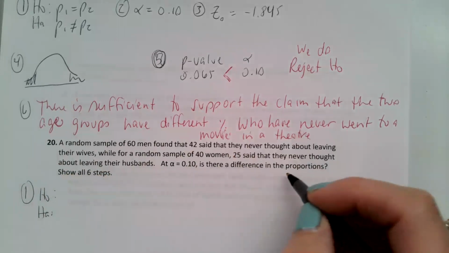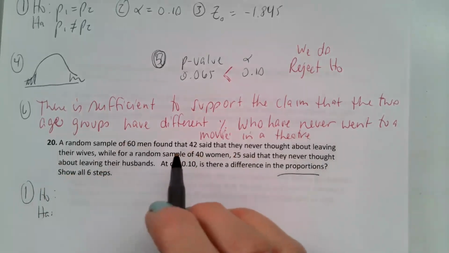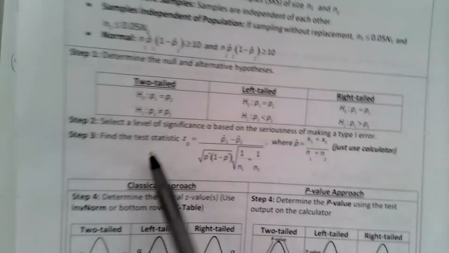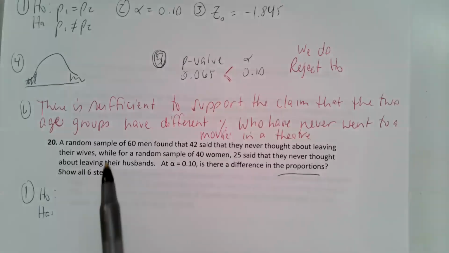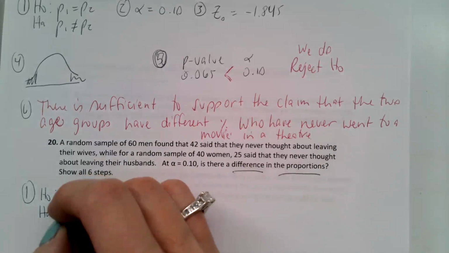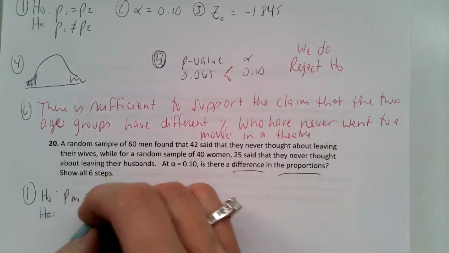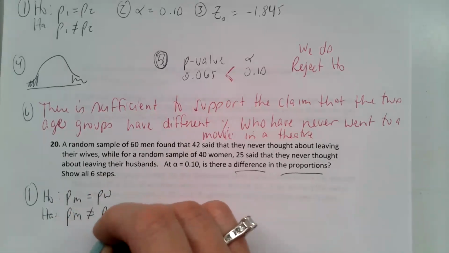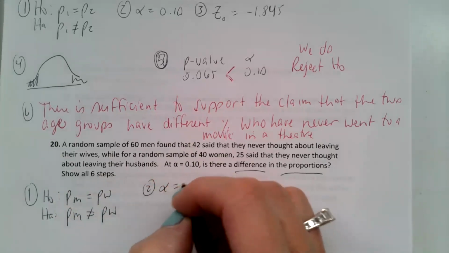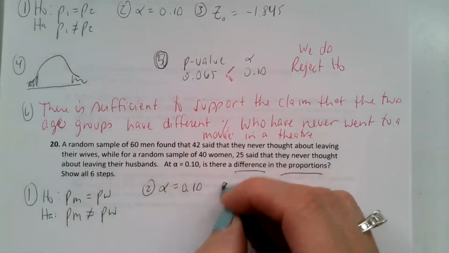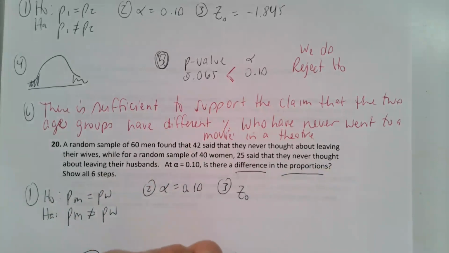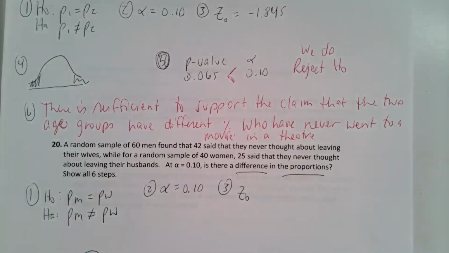Okay, so we told you it was proportions, and there's men and women. So that would again be chapter 10.3, testing the difference between two proportions. We're going to run this hypothesis test. It does say, is there a difference? So it's a not equal to. I'm going to say proportion for men equal to proportion for women, using M and W. And then our HA is not equal to. We're testing at an alpha of 0.10, and our program will give us a Z0. And we have another two-tailed picture.